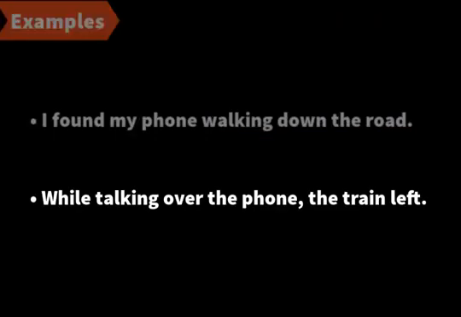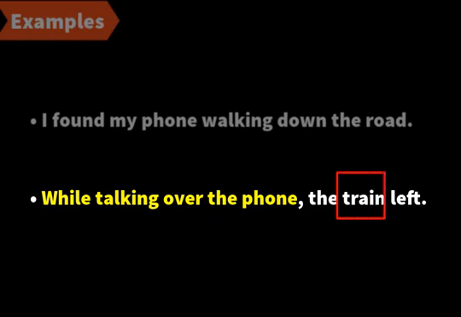But in the next example, while talking over the phone, the train left. First of all, what is the modifier here? Simple, while talking over the phone. A dangling modifier or a misplaced modifier is basically a participle phrase, either a present participle phrase or a past participle phrase. It can be some other modifying phrases as well, but most of the time it is a participle phrase. All right, so in this example, while talking over the phone is a modifying phrase. Now what is it modifying? It's modifying the subject of the main clause, the train.